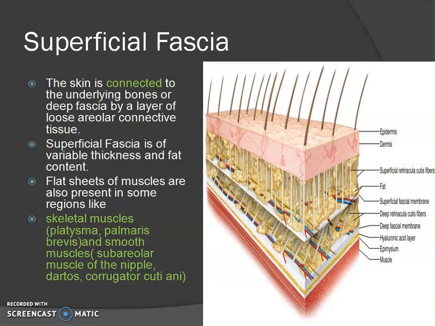Superficial fascia. The skin is connected to the underlying bones or deep fascia by a layer of loose areolar connective tissue known as superficial fascia. Superficial fascia is of variable thickness and fat content. Flat sheets of muscles are also present in some regions, like skeletal muscles, platysma and palmaris brevis, and smooth muscles, subareolar muscle of the nipple, dartos muscle of the scrotum, and corrugator cutis ani.